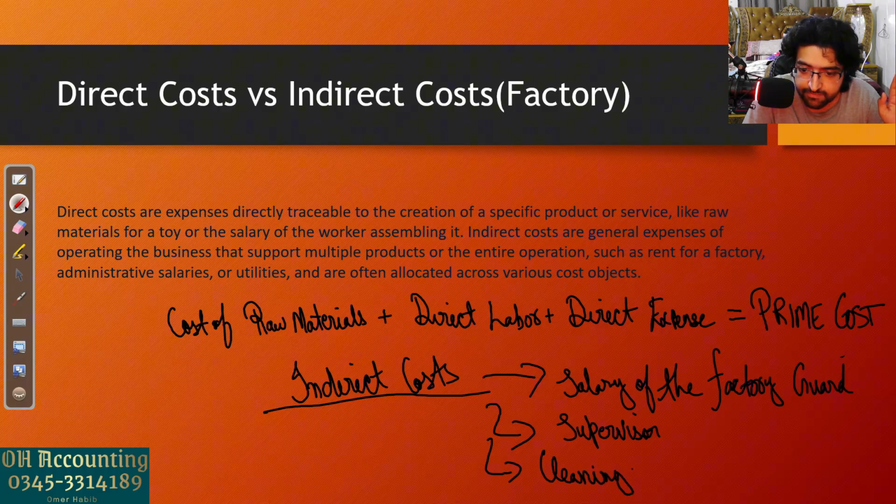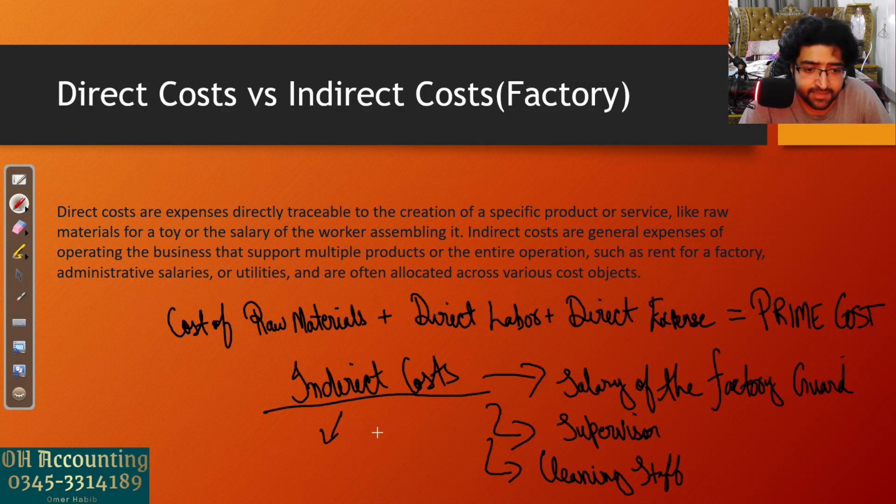Cleaning staff. Is the cleaning staff manufacturing your table? No, right? They are just cleaning the factory. So they are also an indirect cost. Okay? Cleaning the factory is necessary. Obviously, you need a clean space to work. But they're not directly manufacturing those goods. They're just indirectly involved in the factory, right?